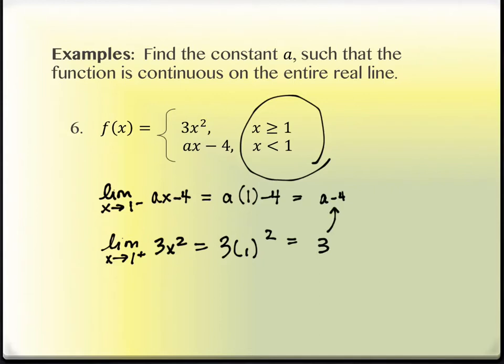And what I really want is for these quantities to be equal. So I just need to find an a value that makes them equal. In other words, when is a minus 4 equal to 3? When a equals 7. That's really all the question is asking me to find.